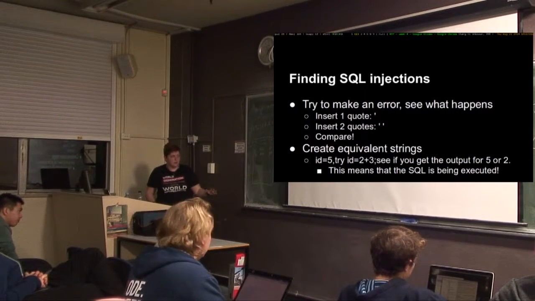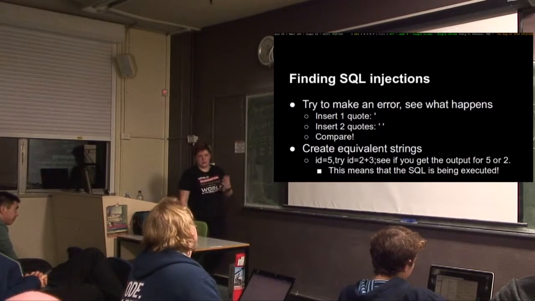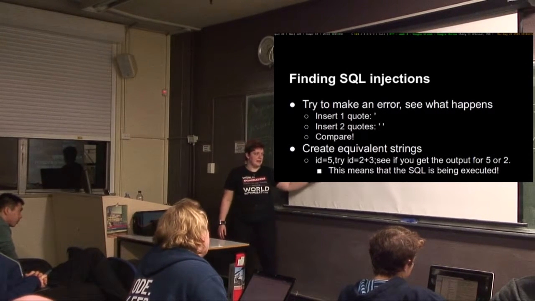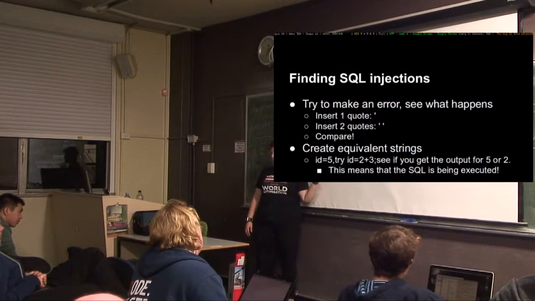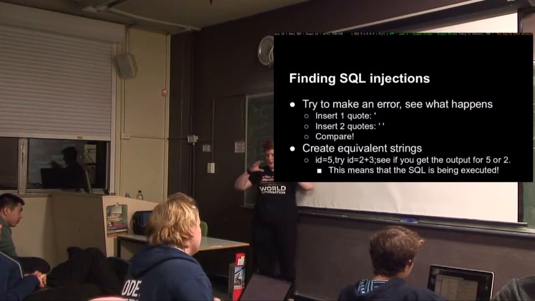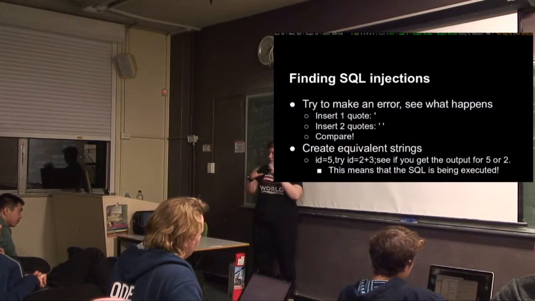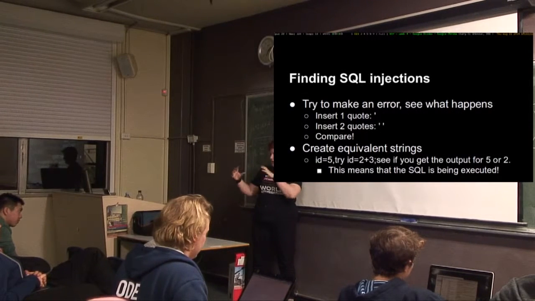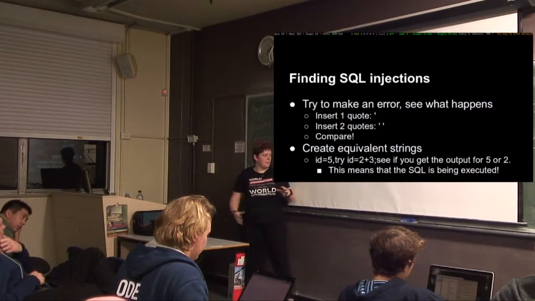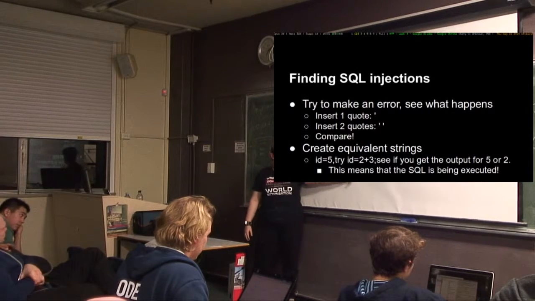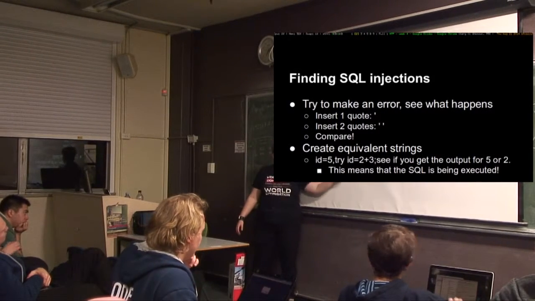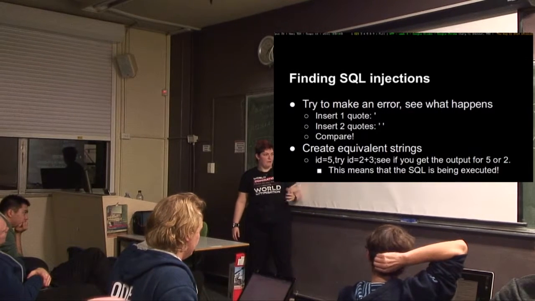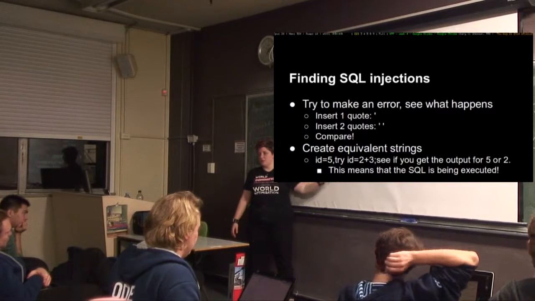Another thing you can do is create equivalent strings. Say we're logged in to the profile page, and it's saying user ID equals 5. If you do user ID equals 2 plus 3, and you get the output for 5, then it's actually taking in what you've passed in and passing it straight to the database and evaluating it as maths. If you got the output for 2 when you did 2 plus 3, that would be good because it means it's not actually evaluating it. But if you got the output for 5, then that means it's SQL injectable.